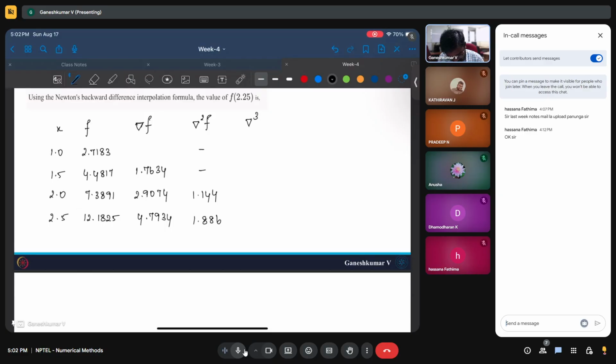All right, we can also do nabla cube f. So these things will not be there. 1.886 minus 1.144, 0.74. So this is where it stops. We cannot do it anymore. We cannot do del power 4f. Okay.